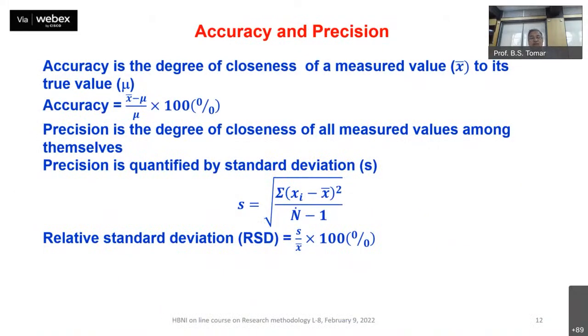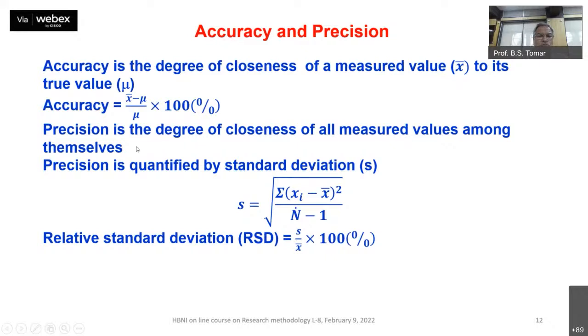Okay. So now I'll come to accuracy and precision, as most of you may know about this. Accuracy is the degree of closeness of a measured value, x bar, to its true value, mu. We have discussed this thoroughly in the previous lecture, mu and x bar. So accuracy can be defined as (x bar minus mu) upon mu, into 100. This much percent is how close x bar is to the true population mean; this is the percentage accuracy.